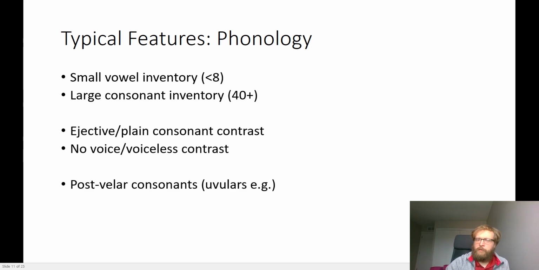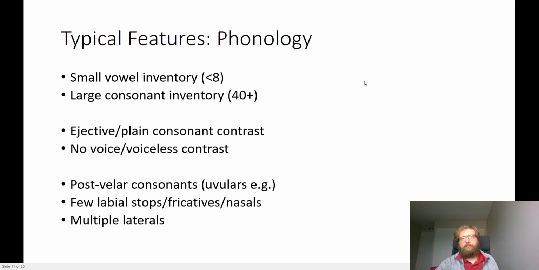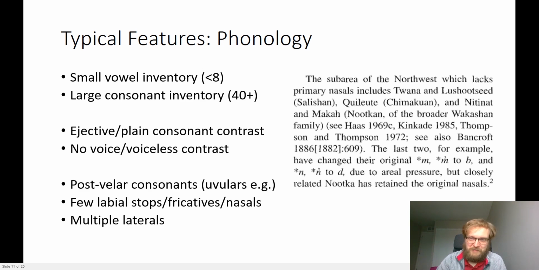We see a lot of post-velar consonants. We don't see very many labial sounds, including nasals, which is super, super weird. Most of the world's languages have nasals. So when you run into a whole bunch of unrelated languages that don't have nasals, it's noteworthy. These languages also are known for having a lot of different L sounds, voiceless Ls, palatal Ls, all sorts of wonderful Ls.